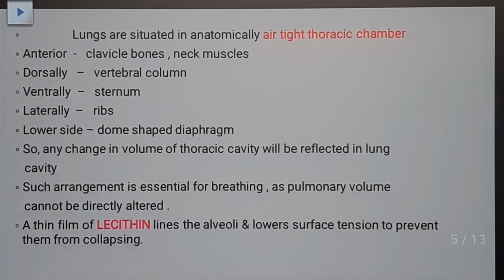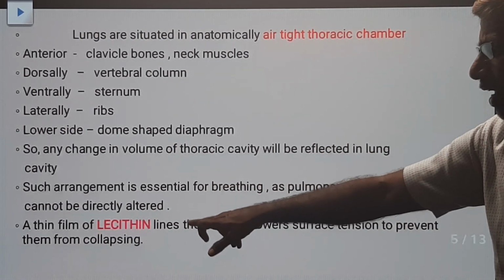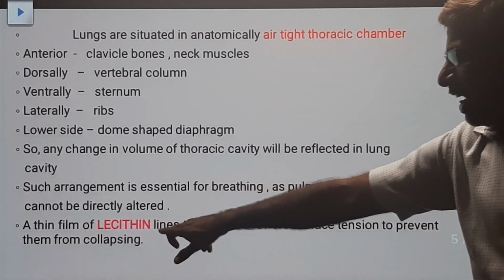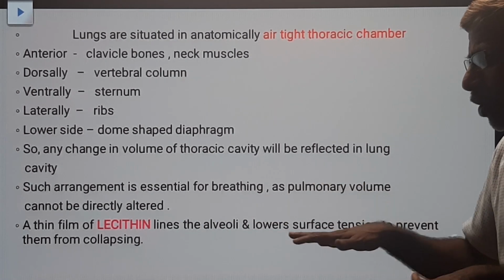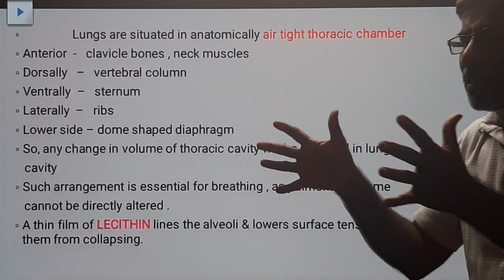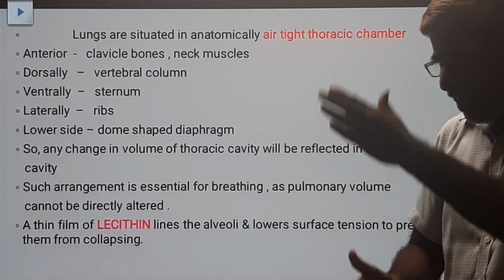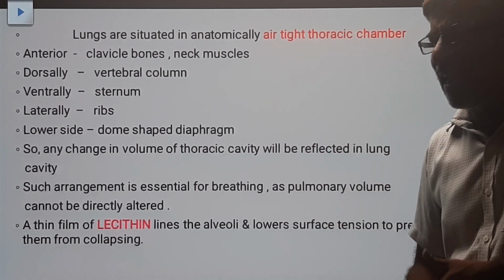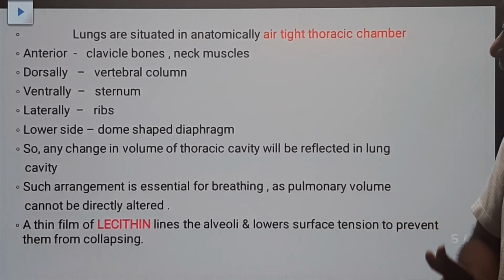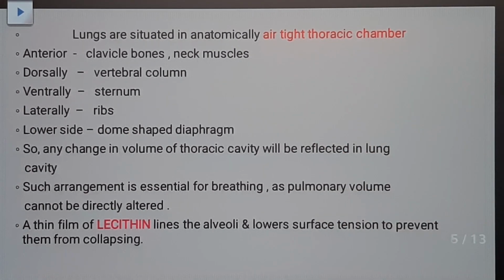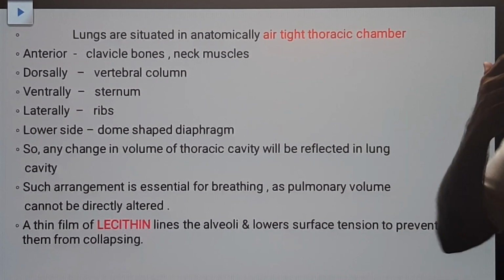The inside of the lungs' alveolar region is lined with lecithin, which reduces the surface tension of the alveoli and avoids collapsing of the lungs. This is about the airtight chamber, the thoracic cavity. Come on, next please.